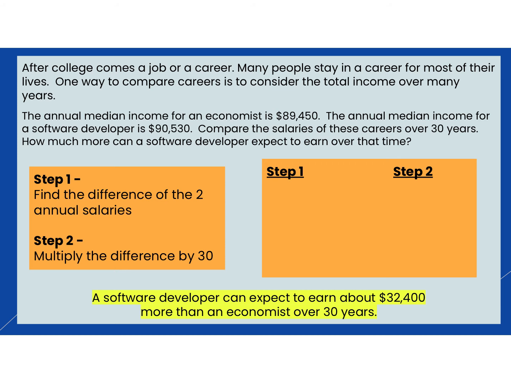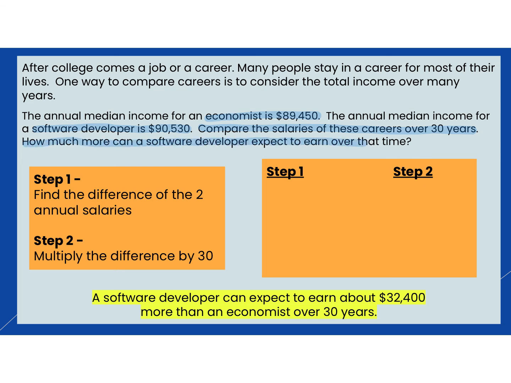For example, the annual median income for an economist is $89,450. The annual median income for a software developer is $90,530. Compare the salaries of these careers over 30 years. How much more can a software developer expect to earn over that time?